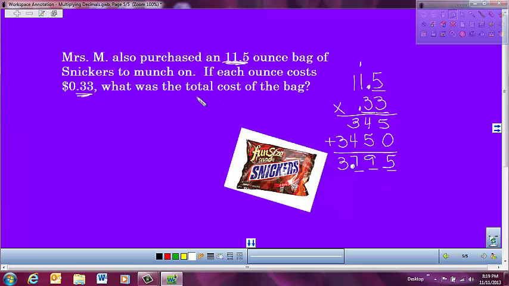And I want the total cost of the bag. Our money system ends in the hundredths place, so I need to round this to the nearest penny. Well, when I look to the right of the 9, the 5 tells me to round the 9 up. So my 2 choices are either to leave this at 379 or to round it up to 380. And I know that I want to round it up because of that 5. So the cost of the bag was $3.80.